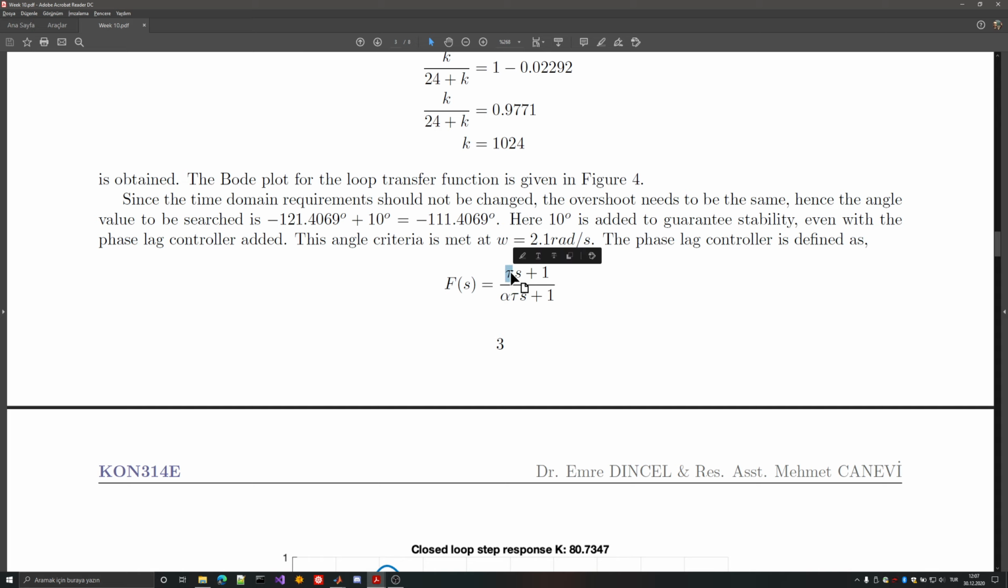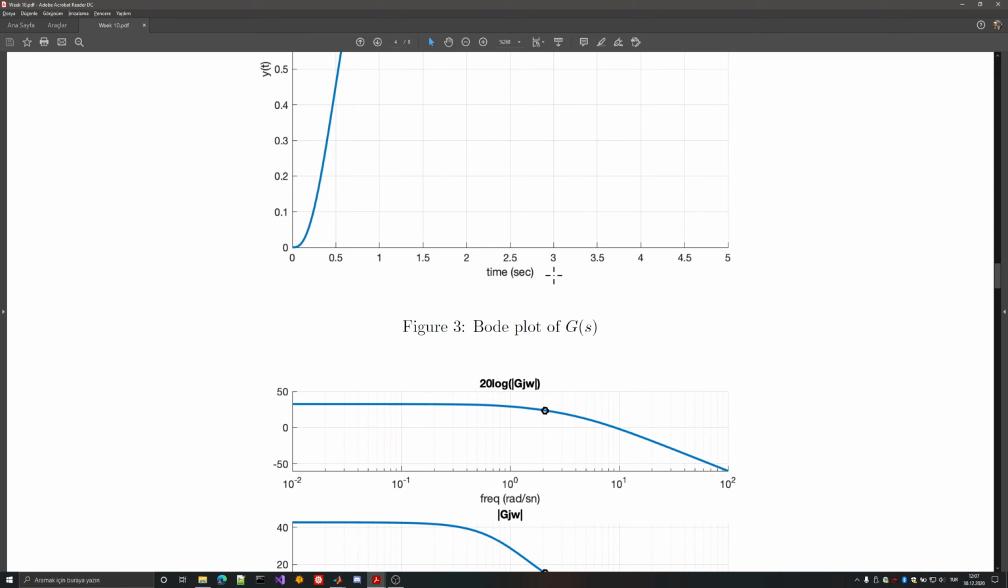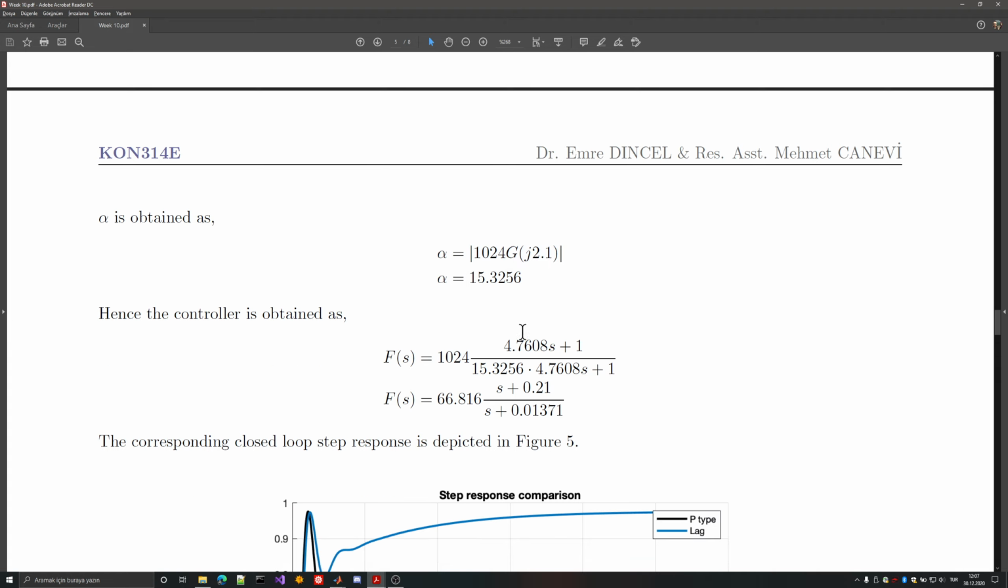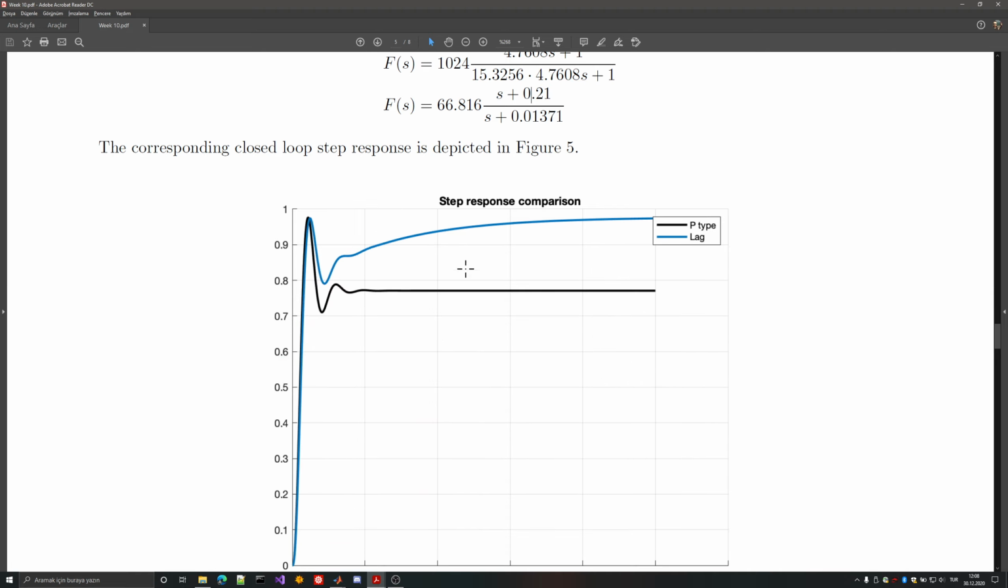So I'm placing the zero of the system using this, and then I will look for the gain at that frequency, and that will be alpha. So my resulting controller will be this times tau s plus 1 over alpha tau s plus 1, which corresponds to this here. This is a phase lag controller, so it's in the vicinity of the origin, and you can see the effect: the steady state error will be decreased 10 times.